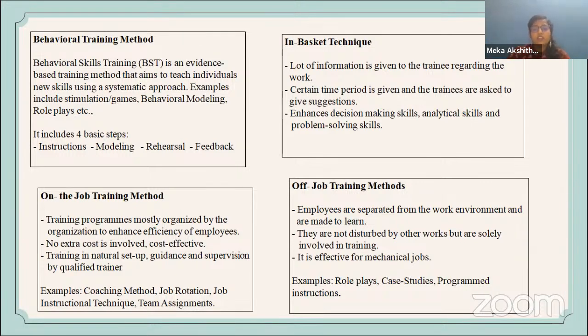Then comes on-the-job training methods and off-the-job training methods. So can you tell me what is the difference between on-the-job training methods and off-the-job training methods?